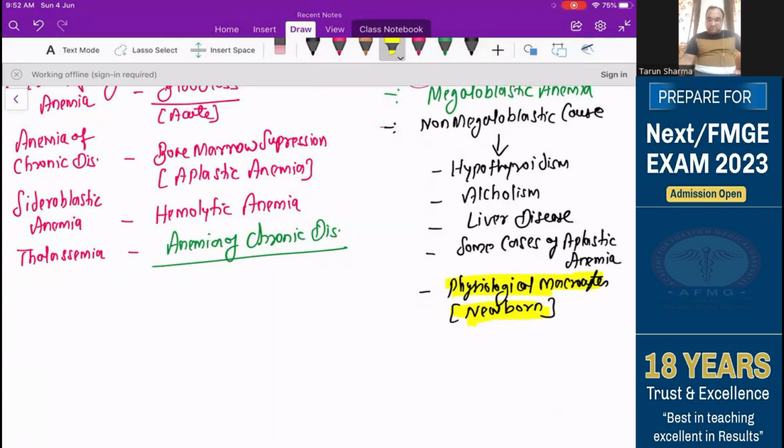So physiological macrocytes are seen in which condition? Physiological macrocytes are seen in newborns. Newborns tend to have larger RBCs, and that is not abnormal. That is a completely physiological condition.